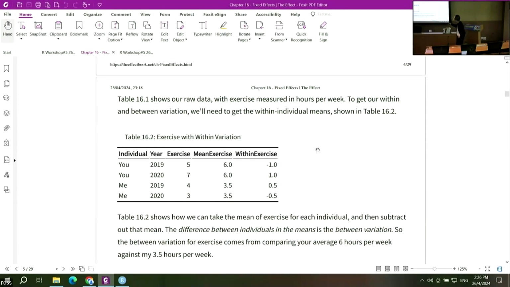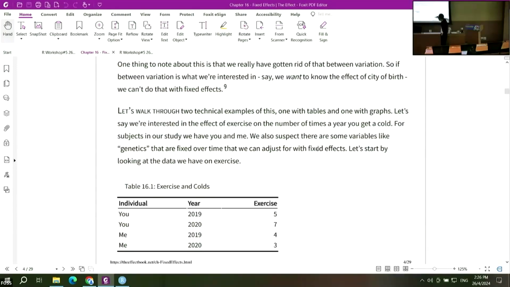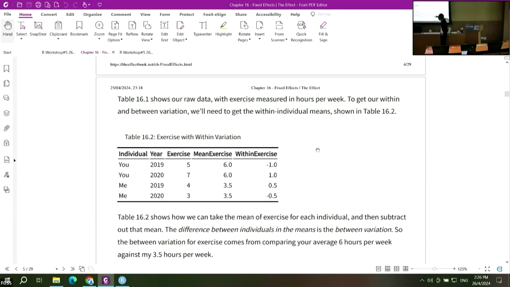Okay, let's look at this specific table. Again, we had three columns to begin with: individual, year, and exercise. Now we are adding on two additional columns. The fourth column is what we call the mean exercise. The mean exercise, and then the within exercise means the difference between exercise and the mean exercise. So we take the mean of exercise for each individual, given that this is only two years. This is to simplify the idea. You can, of course, include many more years, and in reality, you have many more years.